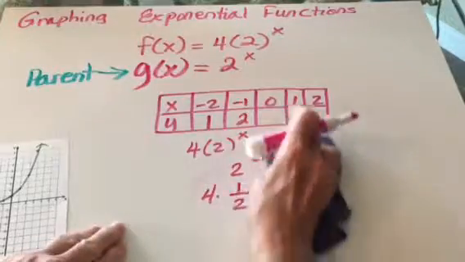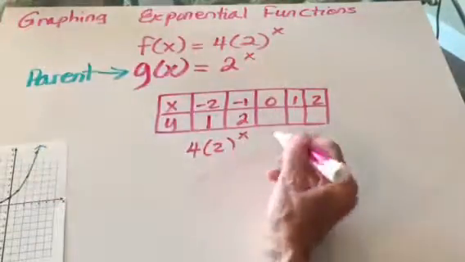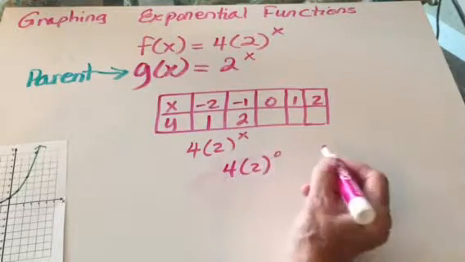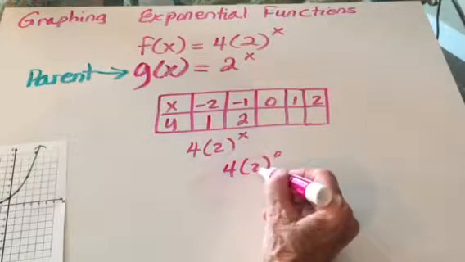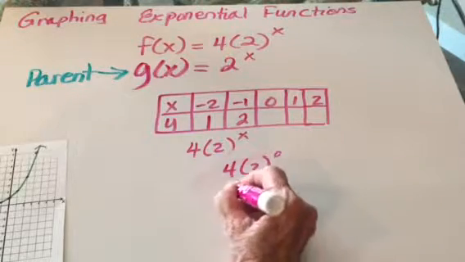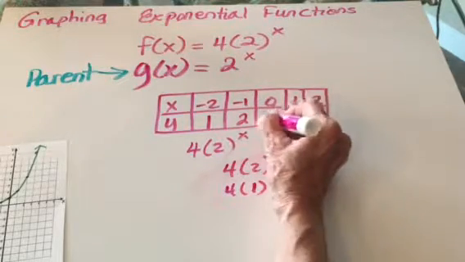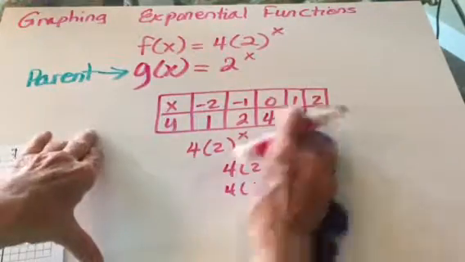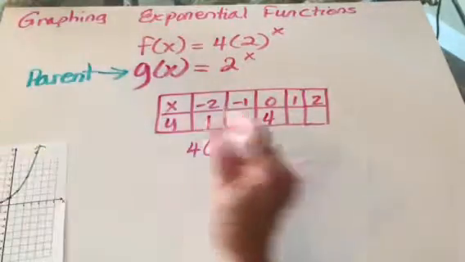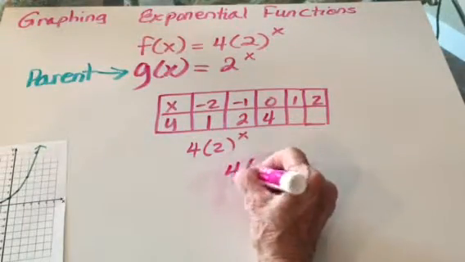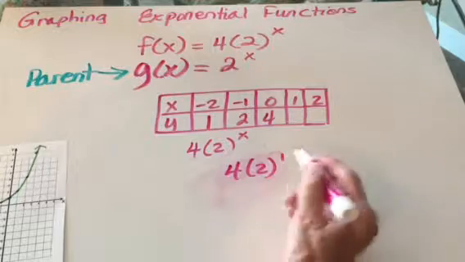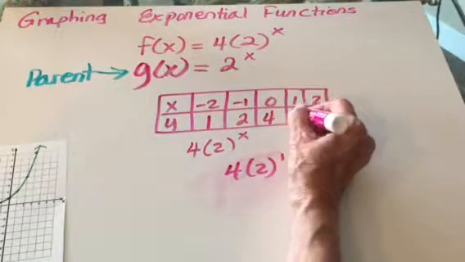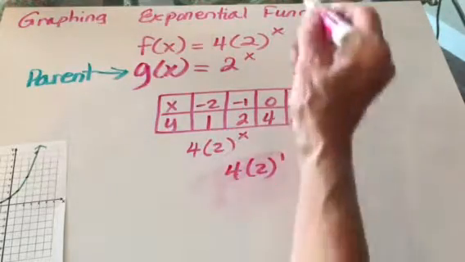Okay, just 2. What happens when x is 0? 4 times 2 to the 0 power. Anything to the 0 power is 1. What's 4 times 1? 4. Okay. What is 4 times 2 to the first power? What's 2 to the first power? Just plain old 2. What's 4 times 2? 8. But you see how these numbers are going up, up, up?